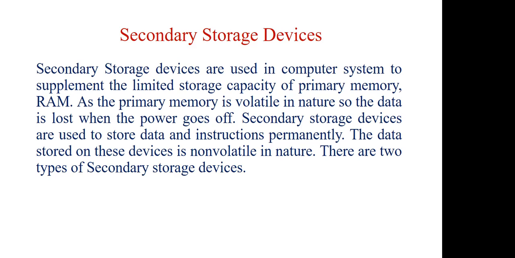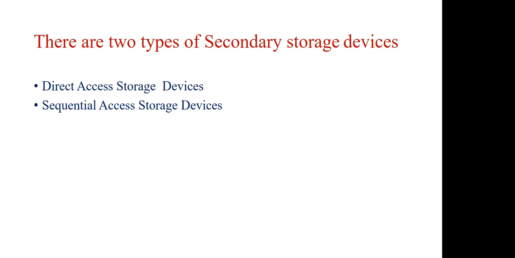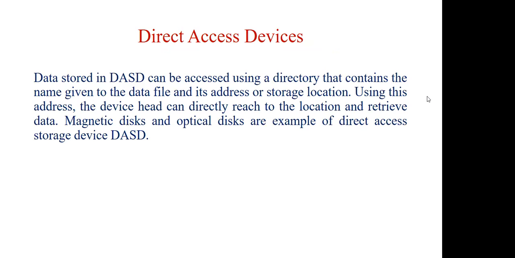Broadly, these secondary storage devices can be categorized into two major categories: direct access storage devices and sequential access storage devices. So what are the direct access devices? Direct access devices can be accessed using a directory that contains a name given to the data file and its address or storage location. Using this address, the device head can directly reach the location and retrieve the data.